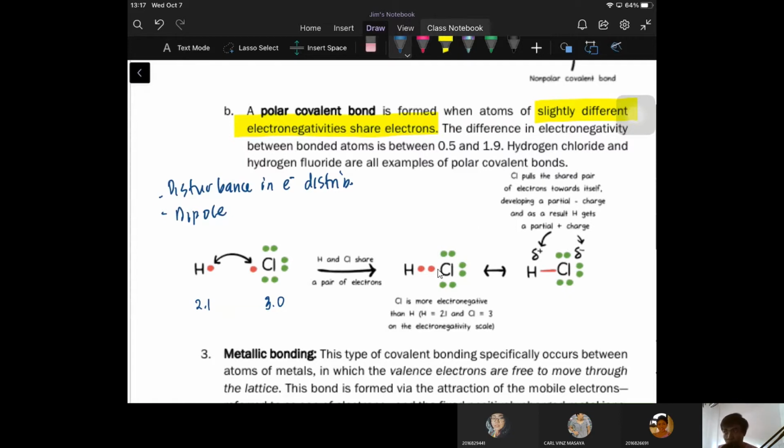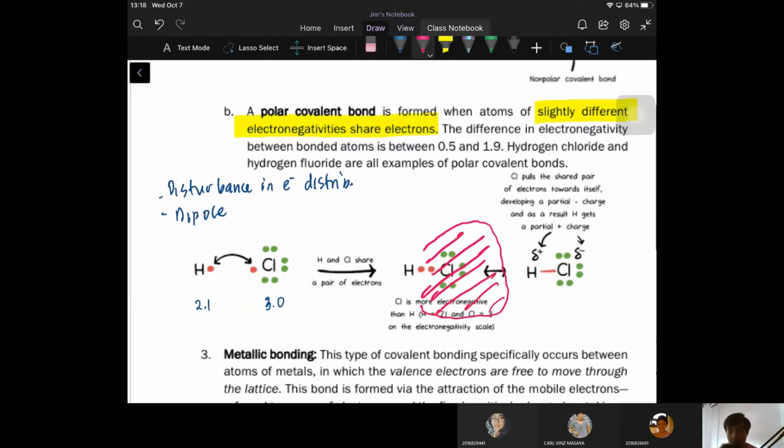Since chlorine is more electronegative than hydrogen, it will pull most of the electrons towards itself, no? Kunwari, yan yung electron cloud niya. Tapos yung kay hydrogen, onti na lang, onti lang yung electron. So, Cl will pull most of the electrons in a molecule, hihilahin niya yung karamihan ng electrons. Since the electrons are confined in that certain region, sa isang side lang, that side will become the partial negative side, no? So, may partial negative side to.